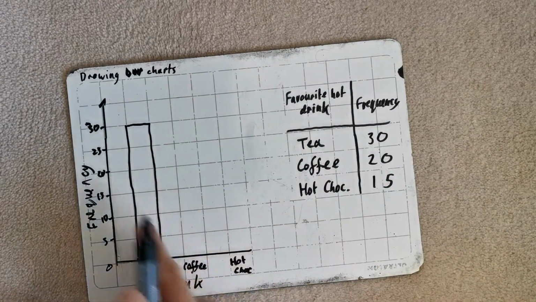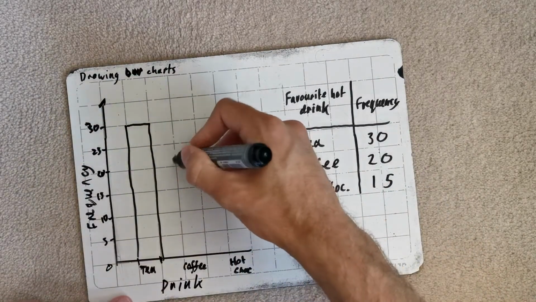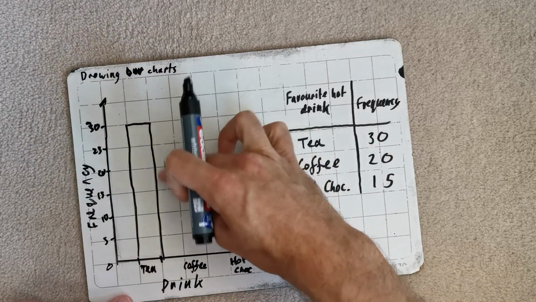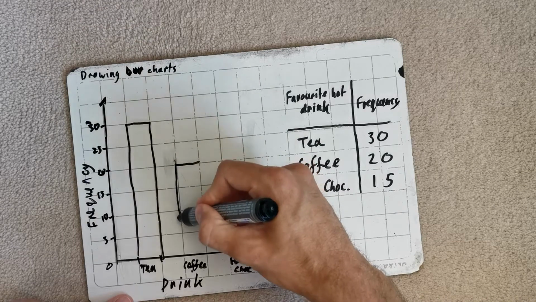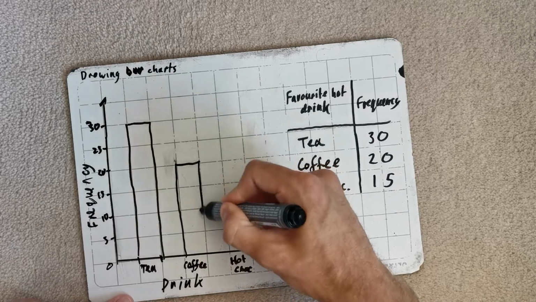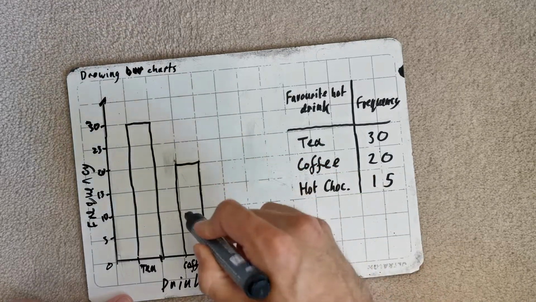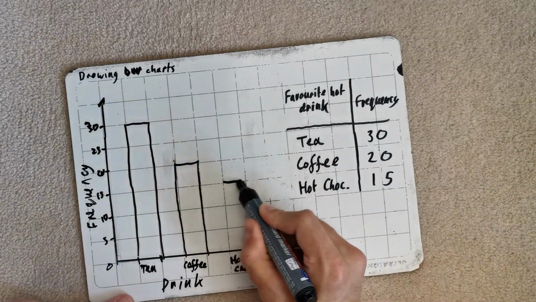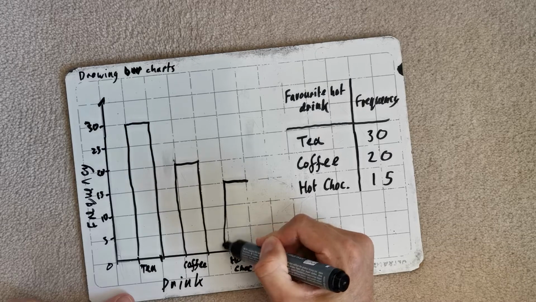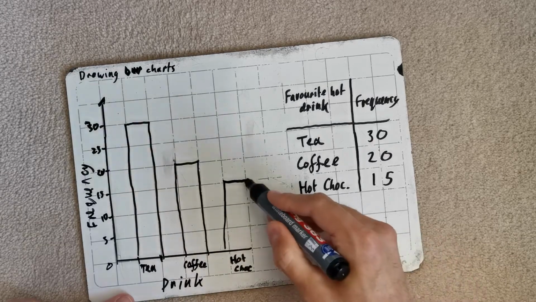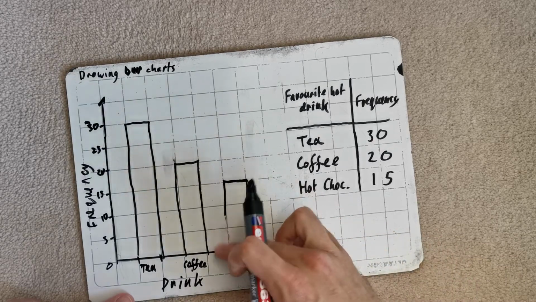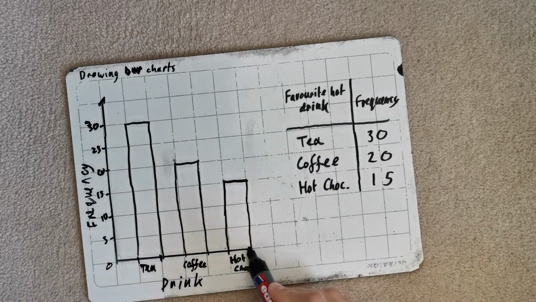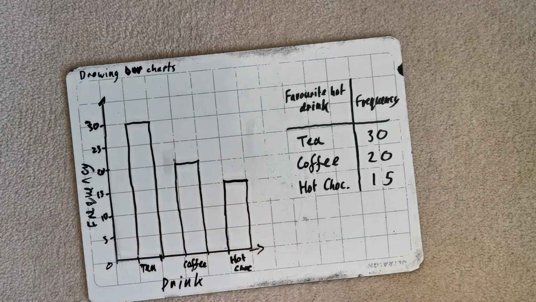Okay, coffee, 20 people. There's 20. Notice how I've given a gap here. Oops. I've done a gap here. And I've made my bars equal width. That's really important. You must make your bars equal width. Okay, hot chocolate, 15 people. There we go. And oops, oh, I've gone well off there, haven't I? There we go. Luckily I'm using a whiteboard. And there we have it. We've got our finished drawn bar chart.